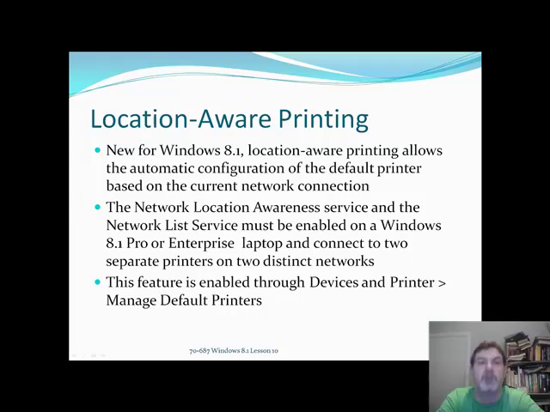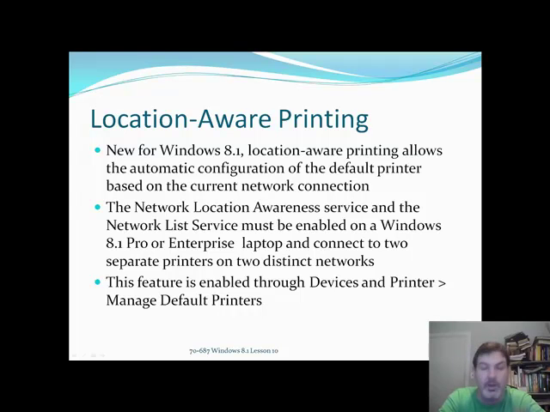It is, as I said, new for 8.1. It does allow us the automatic configuration of a default printer based on my current network connection. So if I connect to one network and set up a default printer on that network, and then connect to another network and set up a default printer on that network, from that point forward, as I switch from one network to the other, provided that I have the location-aware service and the network list service running on my system, I will be able to automatically switch between those two default printers.